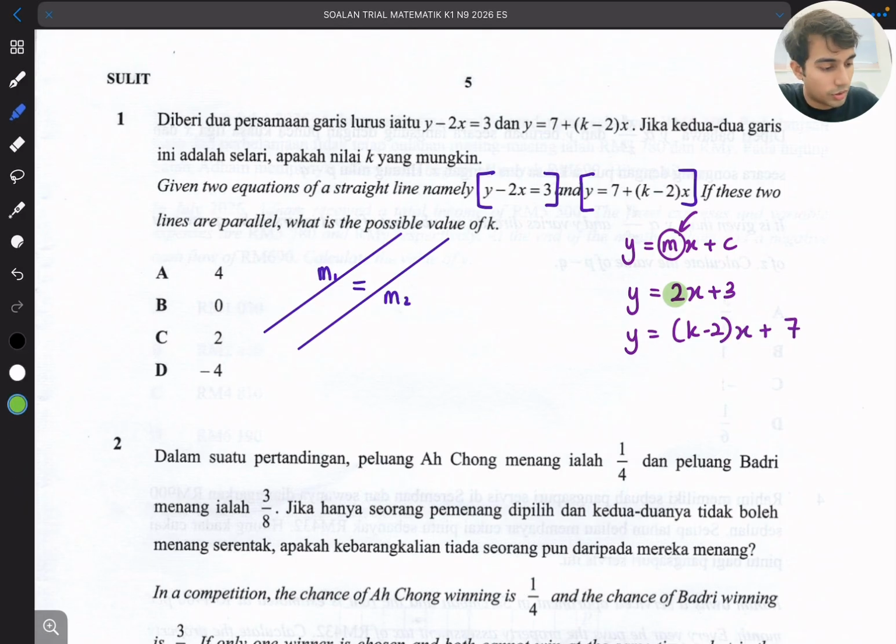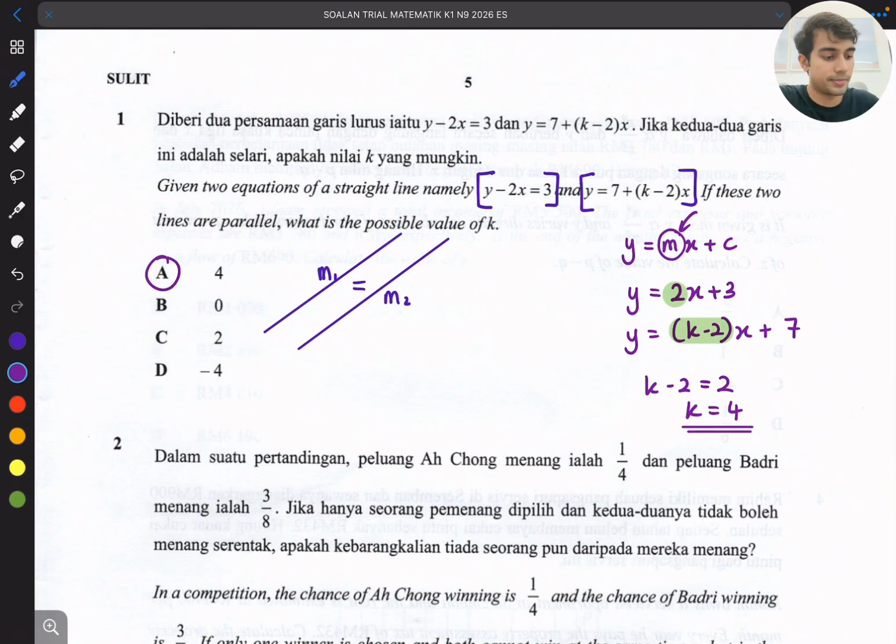So the coefficient of x will be the gradient. Okay, whichever is in front of x is the gradient. So now we can say k minus 2 equals to 2 because the gradients are the same. Therefore, k will equal to 2 plus 2, 4. Okay. Done.